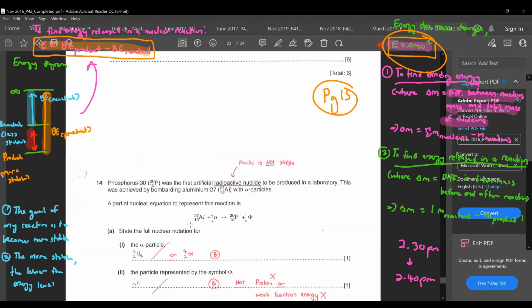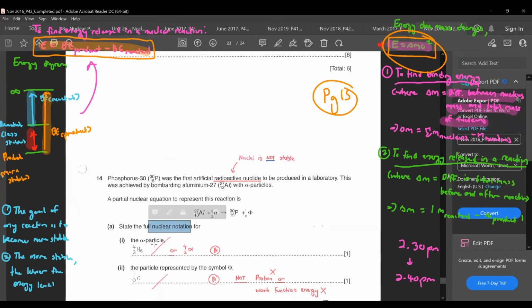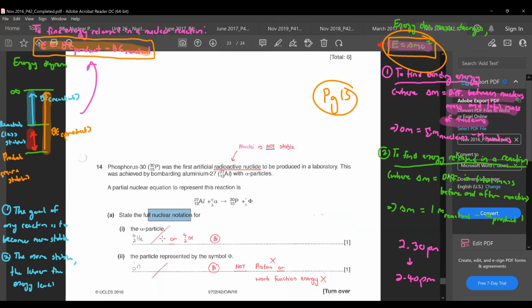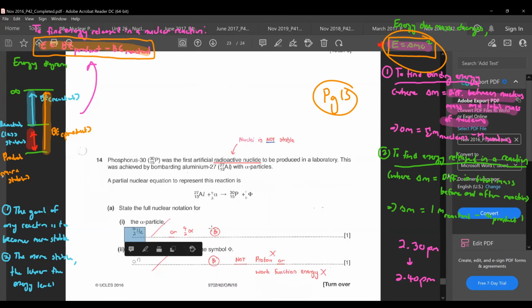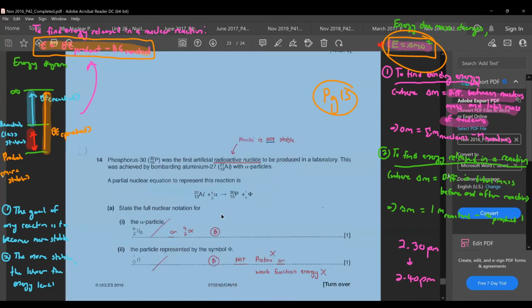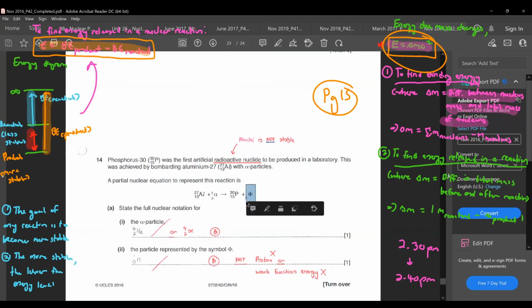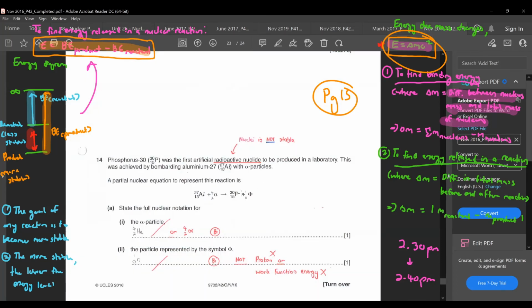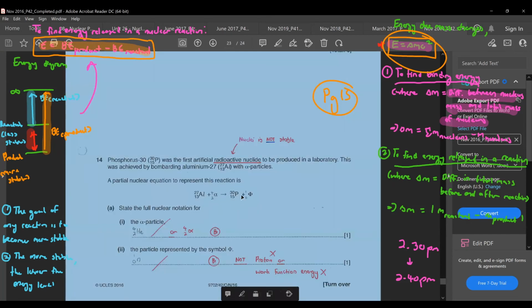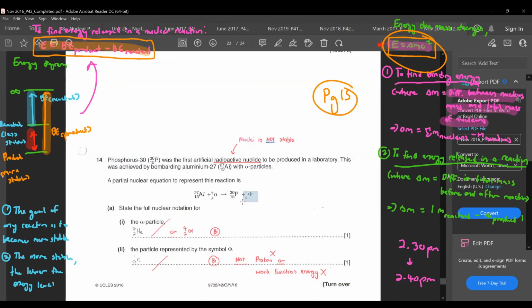State the full nuclide notation for the alpha particle. Meaning to say, write it down with the proper symbols. The alpha particle can be written as helium-4-2, or just alpha-4-2. Then what is the symbol represented by this symbol phi? You actually have to work out what this particle is by balancing the proton number and nucleon number. If you know the alpha particle is 4-2, you go and balance it out. This one will be a neutron.